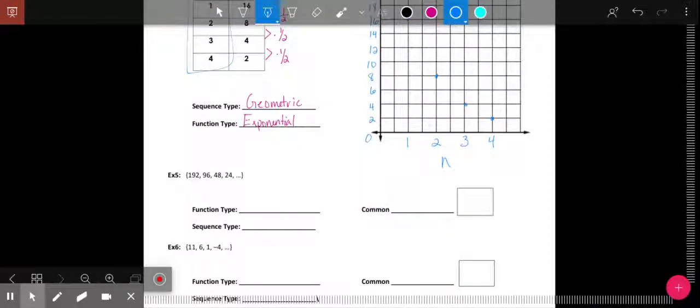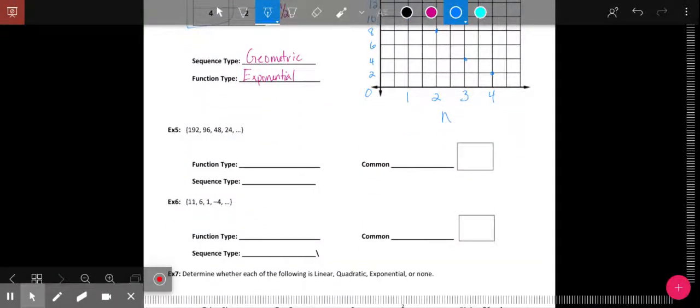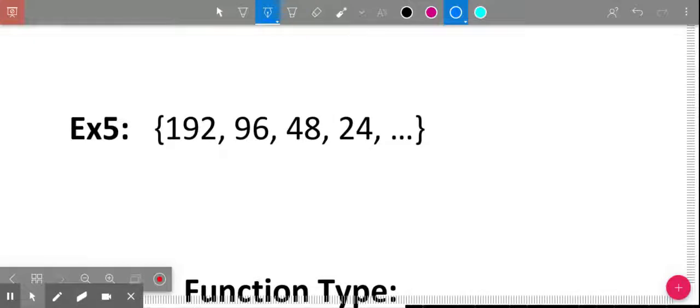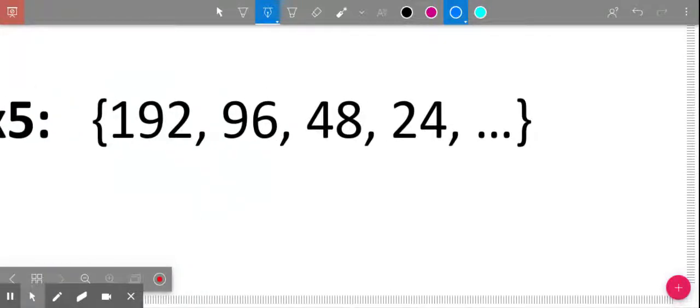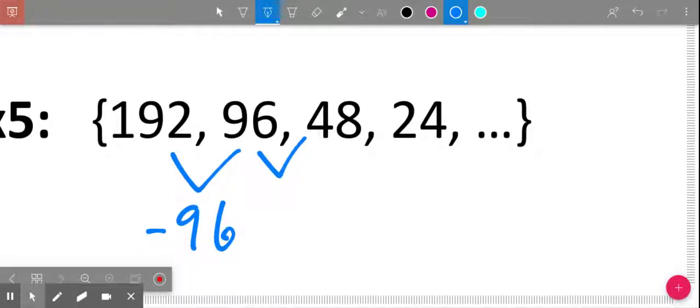Just going to keep on going on some of these problems. Looking at number 5, we have 192, 96, 48, and 24. So my numbers are getting smaller, so that means I either have to be subtracting or I'm multiplying by a fraction. Those are my only options. To go from 192 to 96, I'm subtracting 96. But if I subtract 96, that does not take me to 48. So I know that's not the pattern I'm looking for. So since that's not the pattern, that means I have to be multiplying by something.